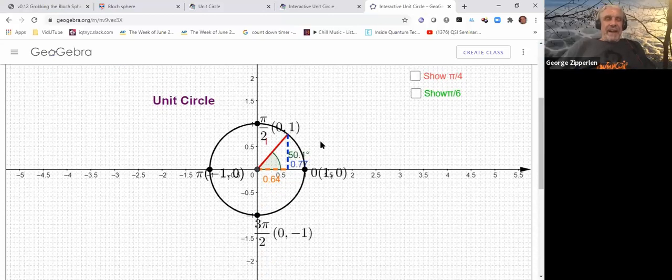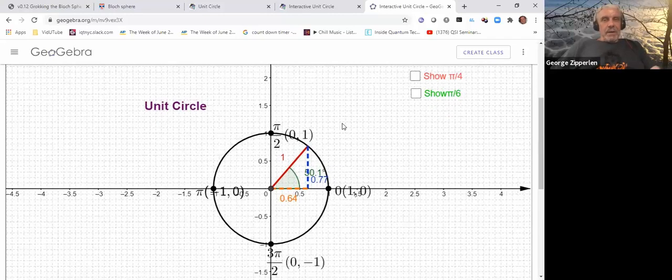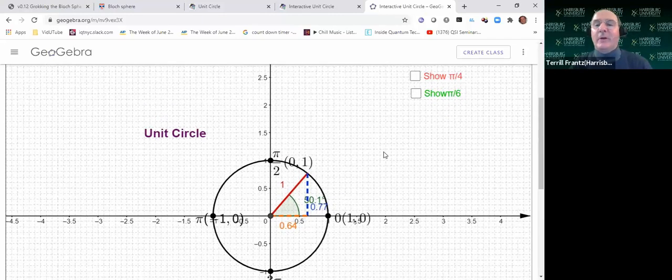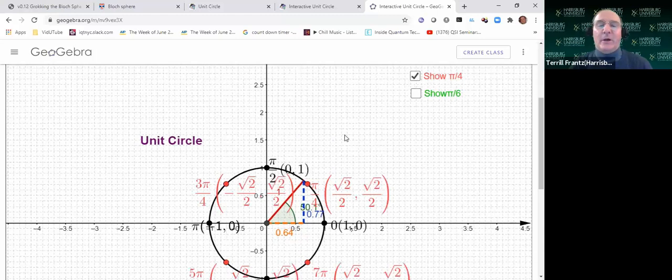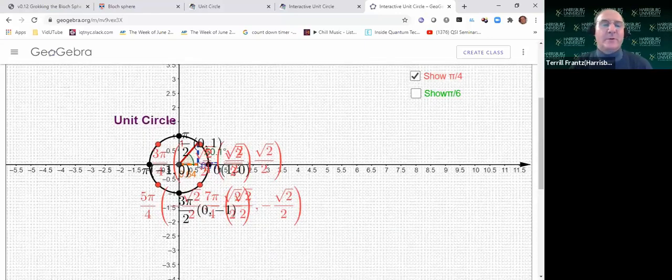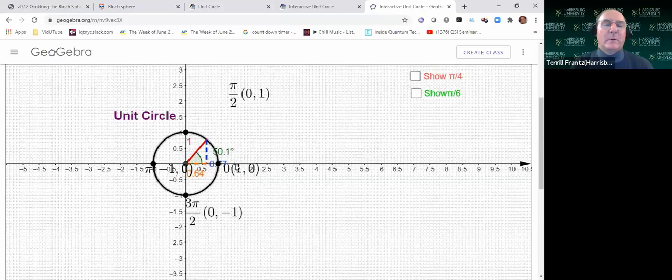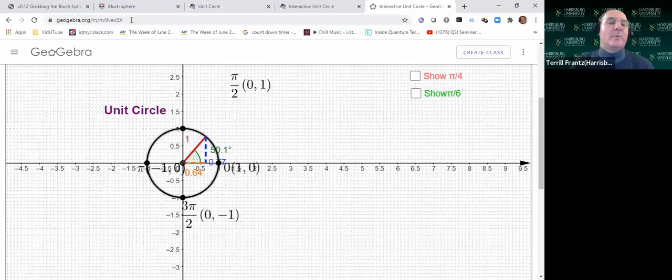GeoGebra is way, way cool. You can go a long way with it. You've used it? Yeah. For other things, yeah. I can't move it right now. I don't know why. Because I've got a bunch of people watching what I'm doing, so of course, you know what happens. Why is this not working now? Well, that's interesting. I can move that around. Anyway, I can put this in the chat later.